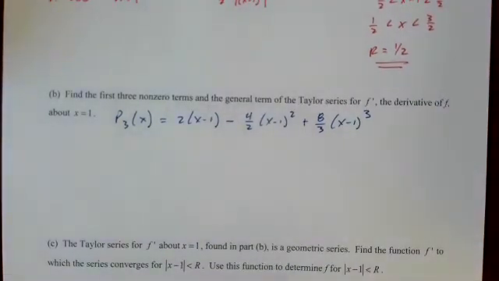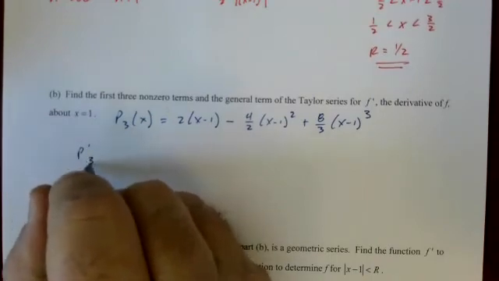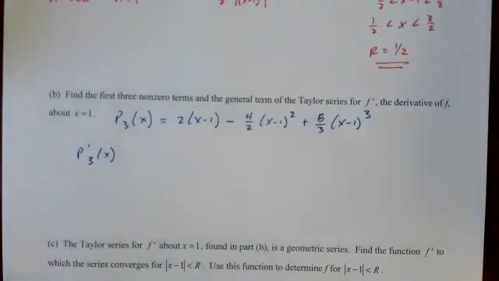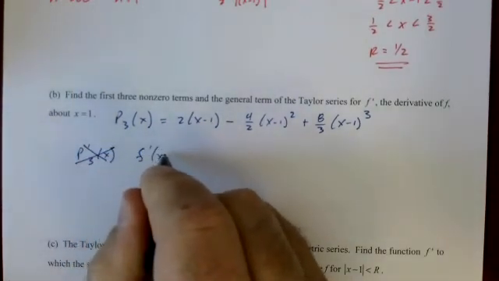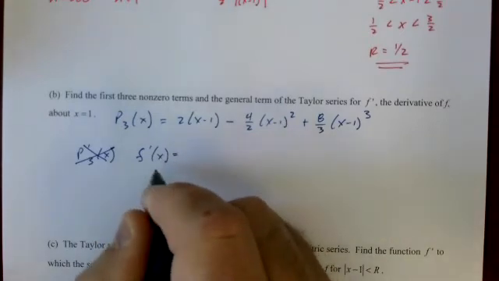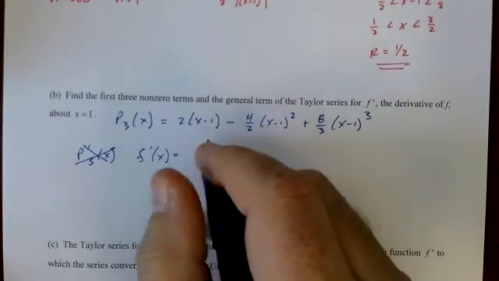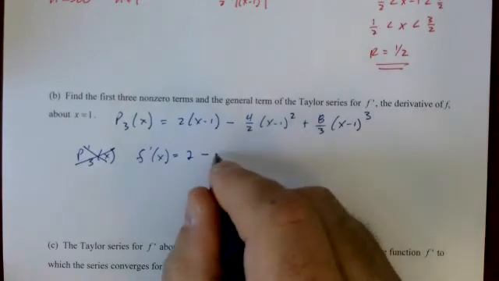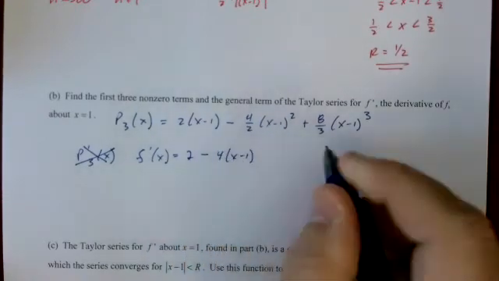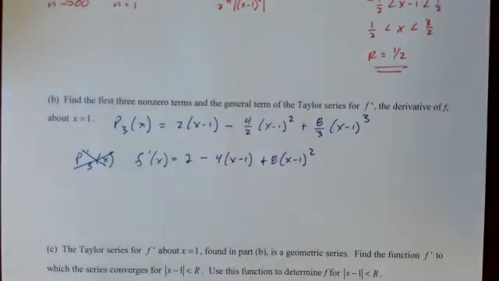Now they want first three non-zero terms. So p prime, which is really wrong, I should say, f prime. And I know it's about 1, you'd still leave that. The derivative of x minus 1 is just 1, 2 up front, they cancel, minus 4(x minus 1), 3 up front, they cancel, 8(x minus 1) squared. First three non-zero terms.